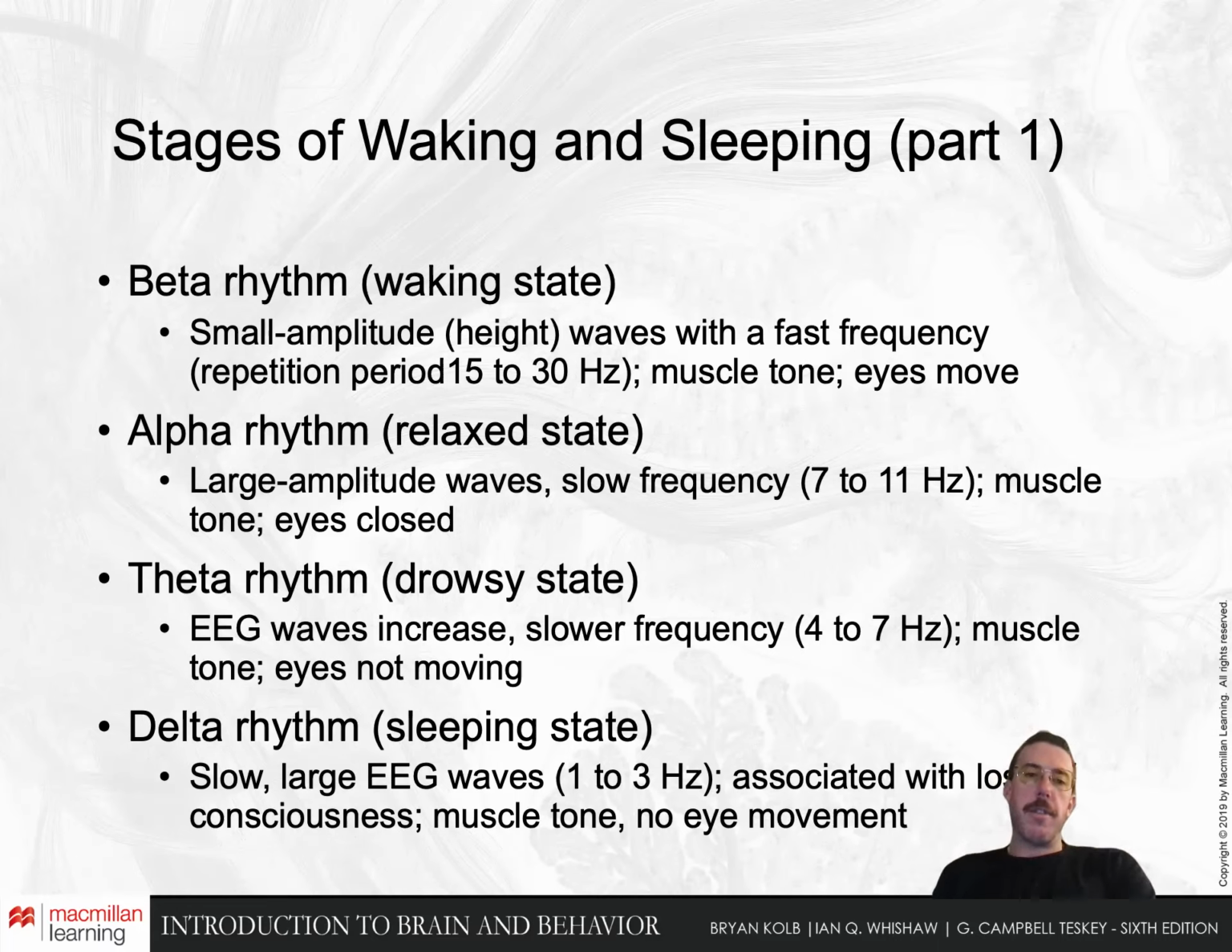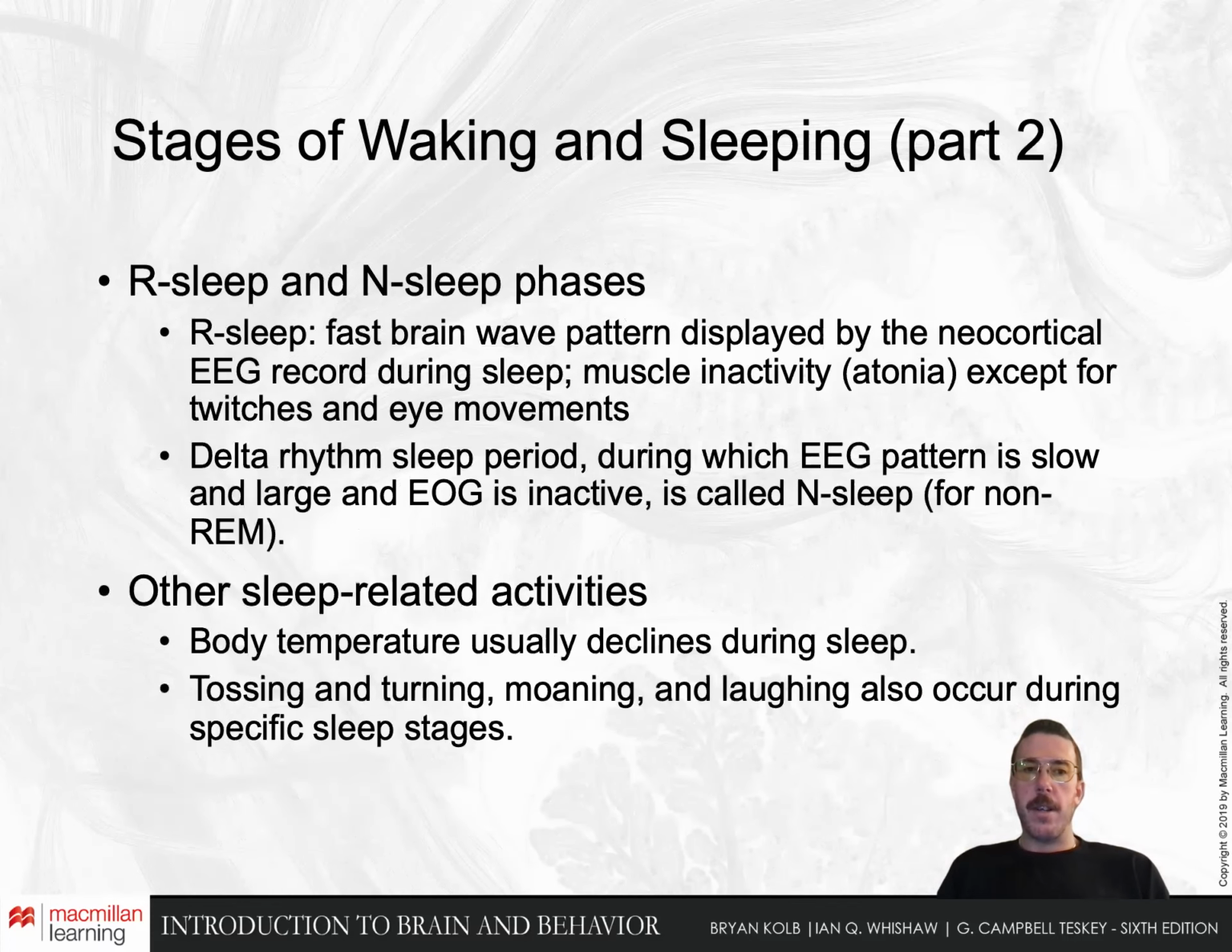As we become drowsy, we switch to a theta rhythm where the waves increase and the frequencies get slower. The eyes aren't moving, but the muscles are still active. And then finally, a delta rhythm in the deepest stages of sleep. These are large, slow waves around 2 times a second, and they're associated with a complete loss of consciousness. There is still muscle tone, but there are no eye movements at all.